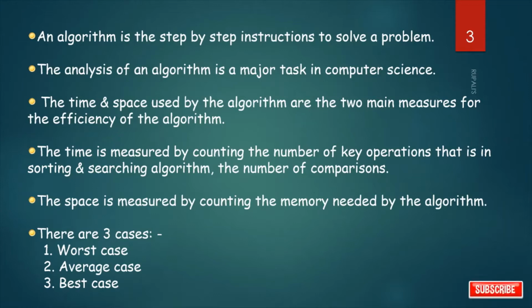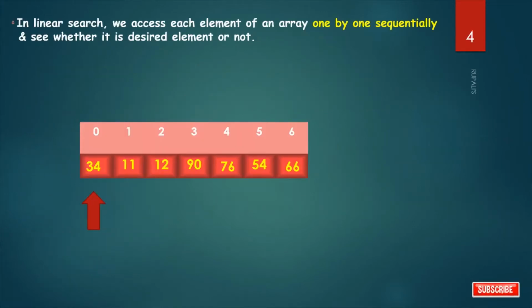There are three possible cases. One is worst case, second one is average case, and third one is best case. Take one example, then this will be more clear for you. In linear search, we access each element of an array one by one sequentially and see whether it is desired element or not. So by linear search, we want to search a particular element.